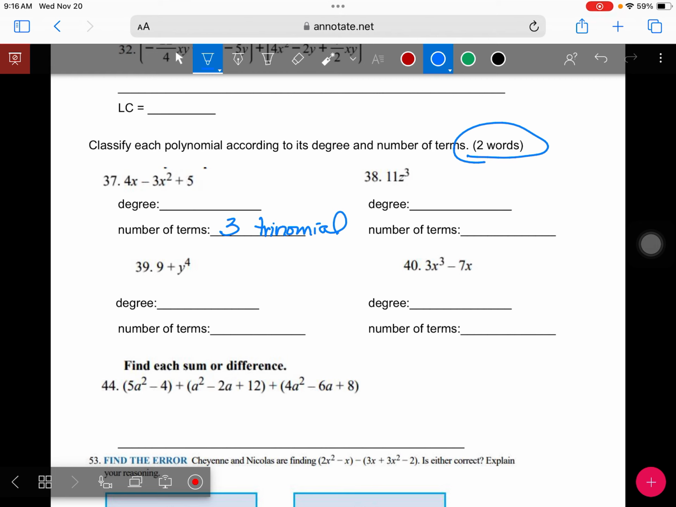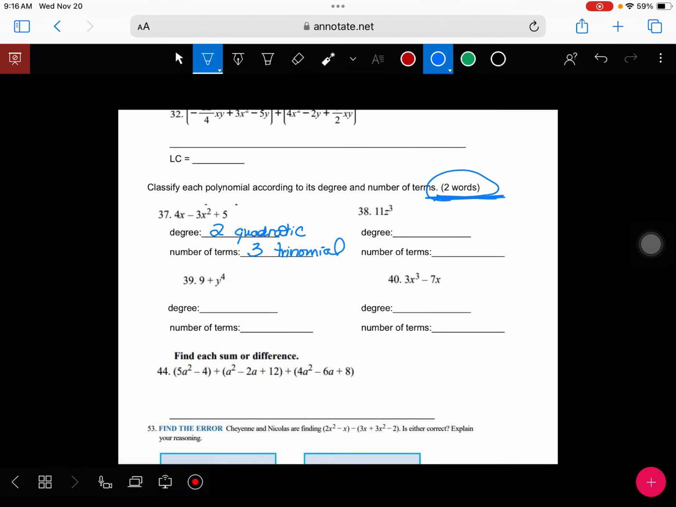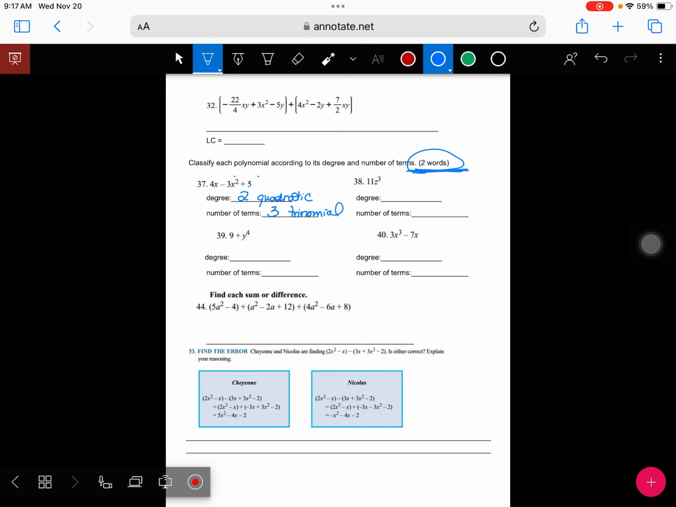And what is the degree of this polynomial? 2. And if you look in your notes, there was a graph for a table. And for a second degree, the fancy word is quadratic. Quadratic trinomial. Yes, it says 2 words is what I'm looking for. Okay? All right, so if you are ready to turn those in, I will take those. If you're not, please get it done by tomorrow.